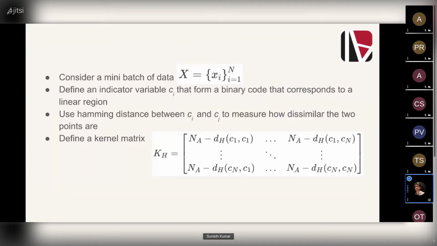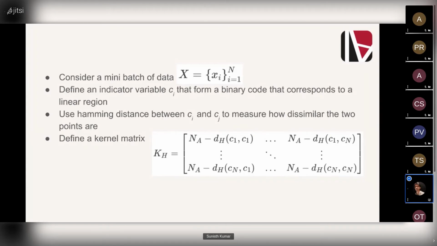Now, as indicated in the previous illustration, we can also view the ReLU activations as a binary code when we combine all those three, like in the number 2 and number 4 points. If we do this, we can quantify the difference between activations of two data points using the Hamming distance.